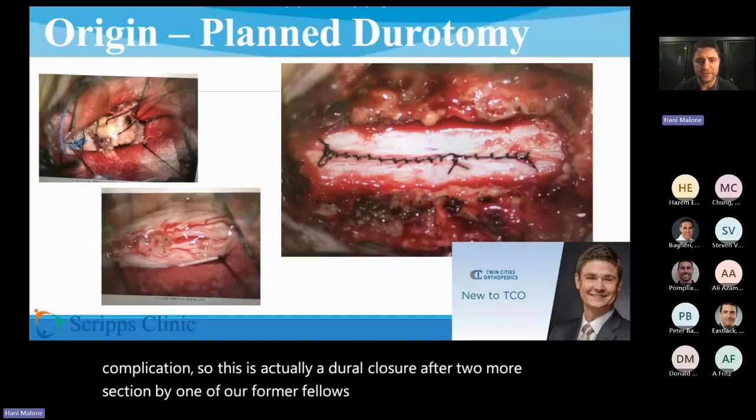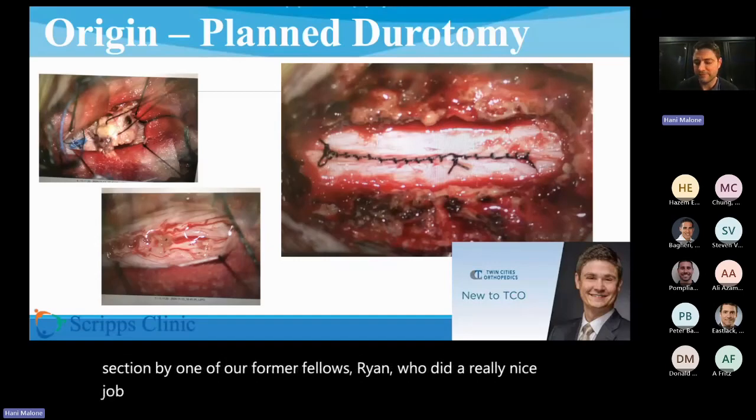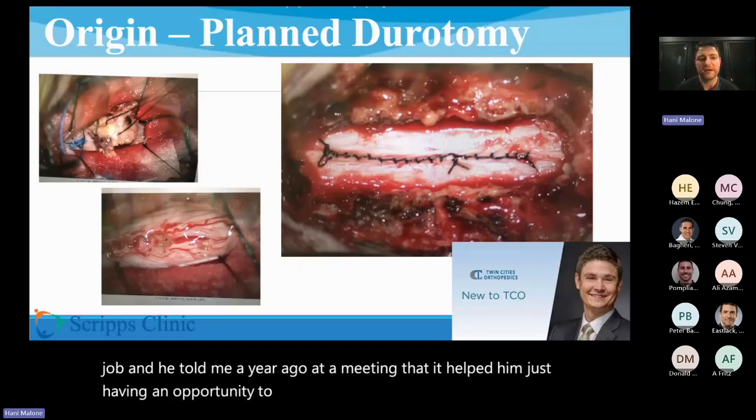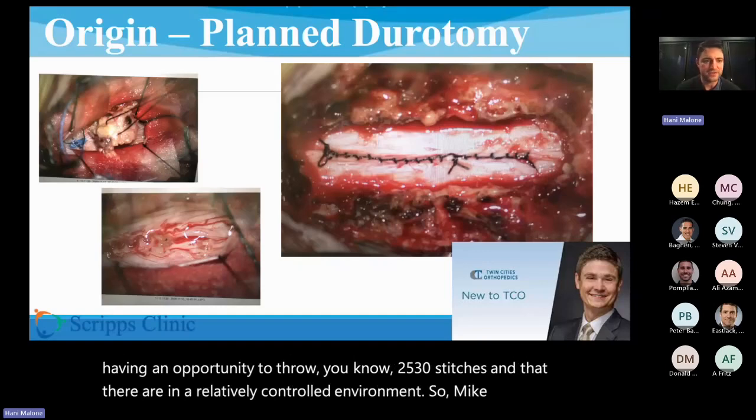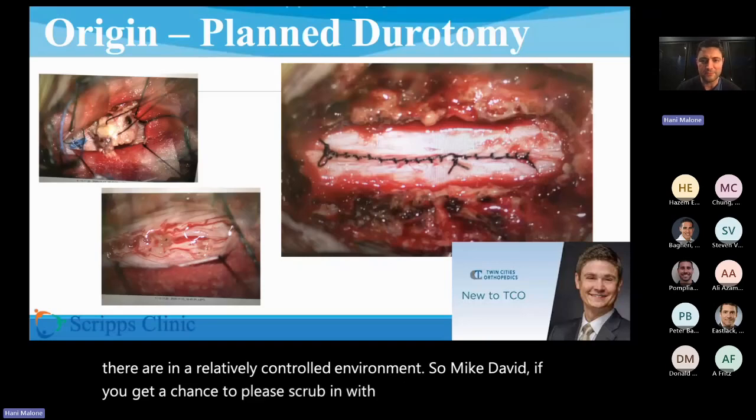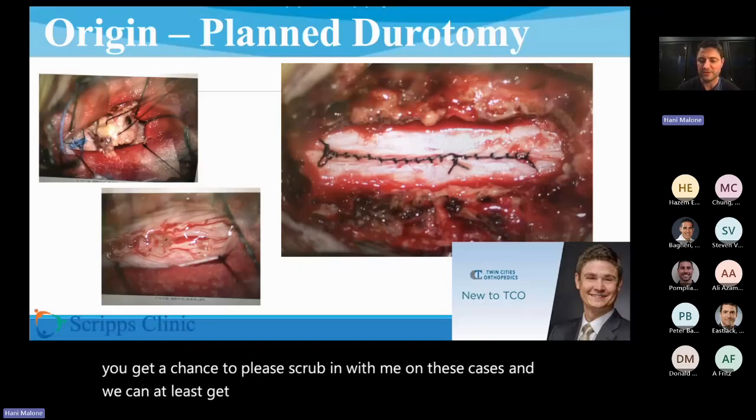So this is actually a dural closure after a tumor section by one of our former fellows, Ryan, who did a really nice job, and he told me a year ago at a meeting that it helped him just having that opportunity to throw 25, 30 stitches in the dura in a relatively controlled environment. So Mike, David, if you get a chance to, please scrub in with me on these cases, and we can at least get used to throwing some stitches in the dura.